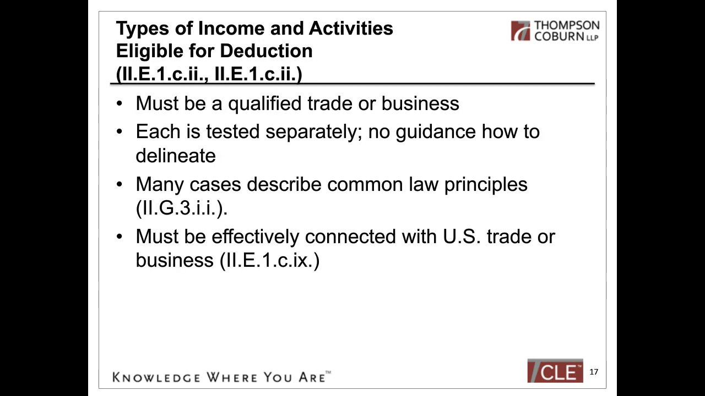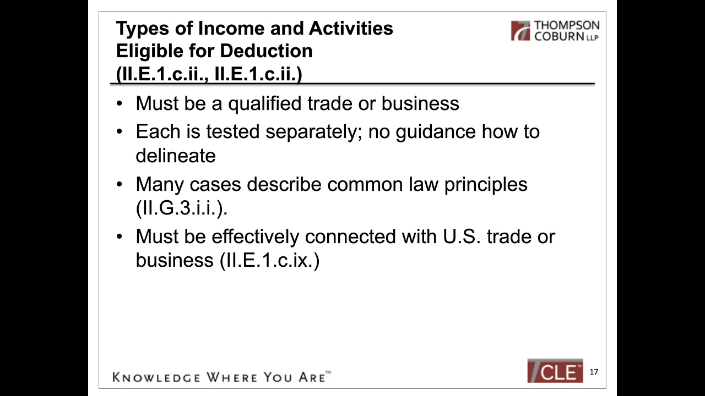So I mentioned before that each activity needs to be a qualified trader business, and each is tested separately, and there's no guidance on how to delineate. So, basically, Congress said Code Section 162 trader business, and the IRS basically channeled the Supreme Court's definition of pornography: I know it when I see it. So we don't know what a trader business is necessarily. You just have to go to common law.